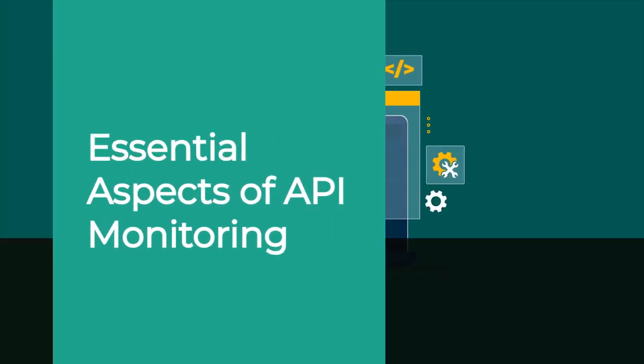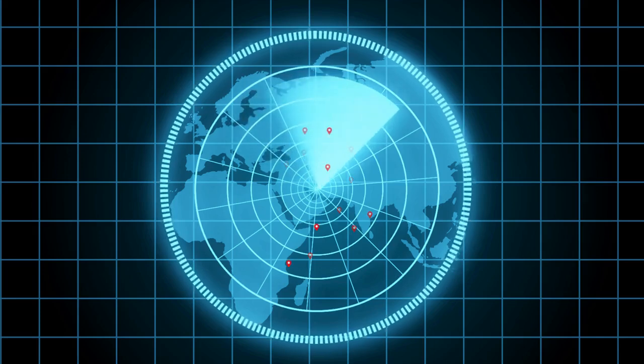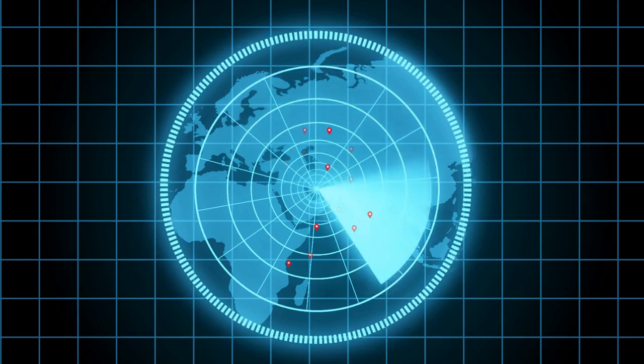Essential aspects of API monitoring. API monitoring is essential for ensuring performance and reliability. Let's dive into its core aspects.